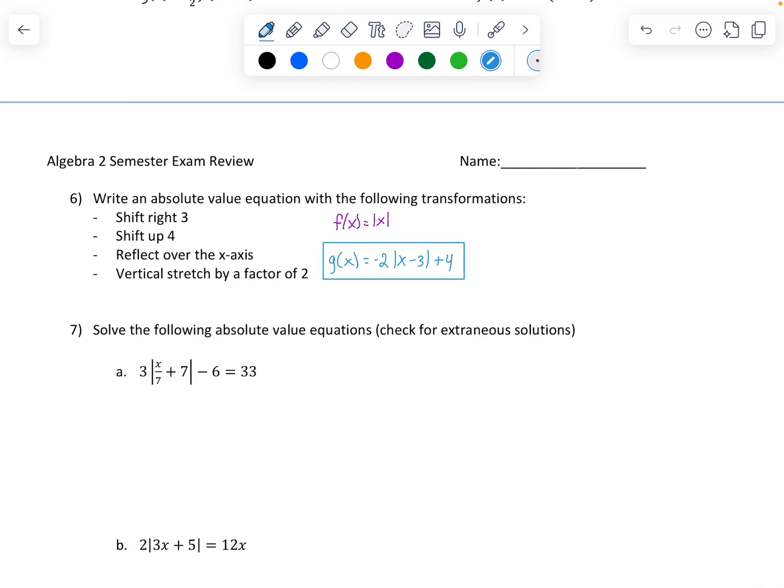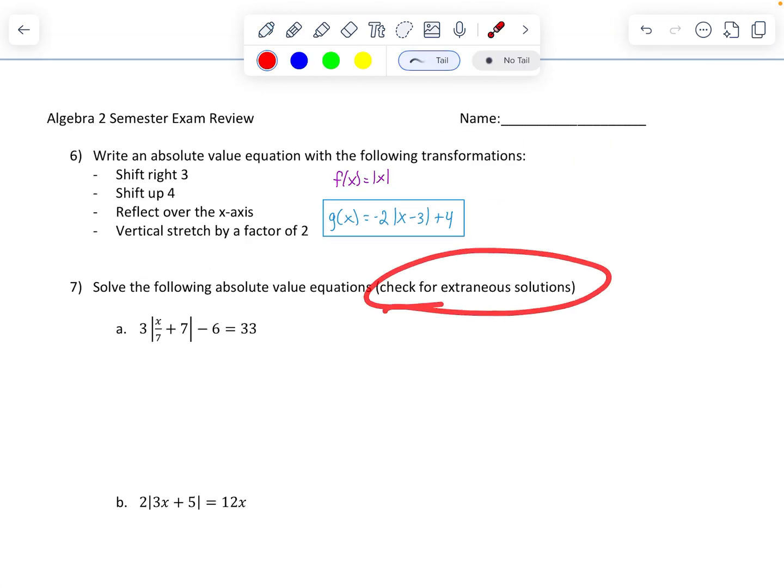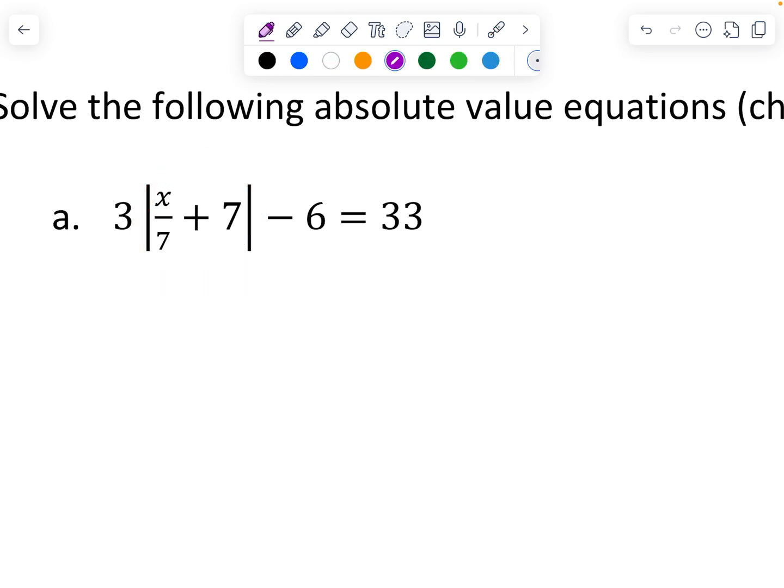Number 7, solving absolute value equations. Remember to check for extraneous solutions, which are numbers that we find that don't necessarily work. So first, I'm going to get the absolute value by itself. I'm going to add 6. So it's the absolute value of x over 7 plus 7, 3 out there, equals 39. Divide both sides by 3. And you get absolute value of x over 7 plus 7 equals 13.